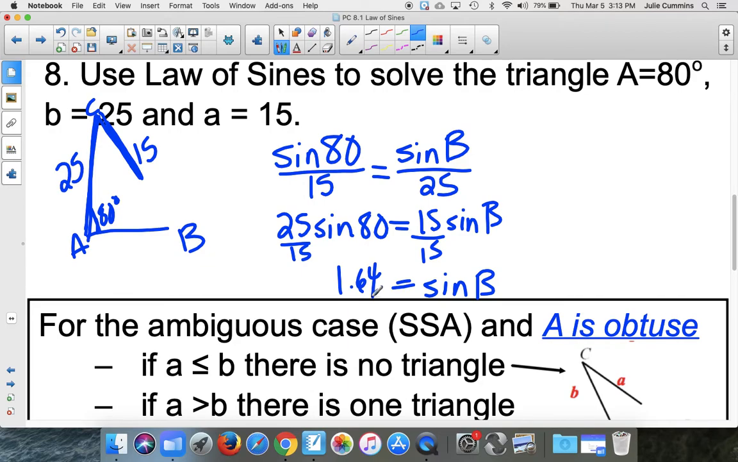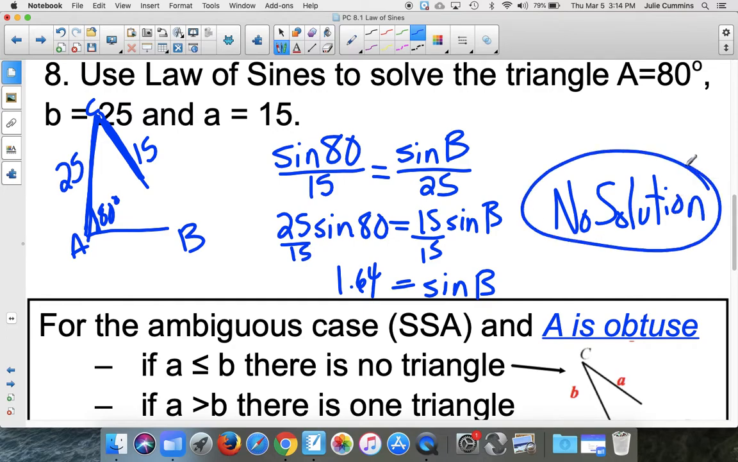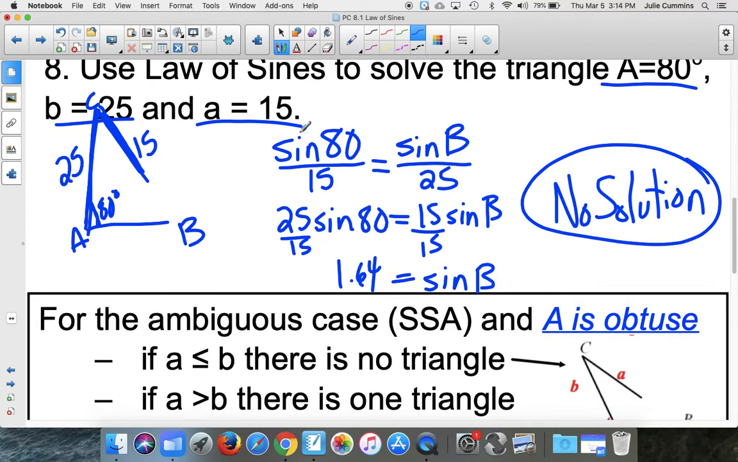And this is because this side is too short. There is no such triangle that can exist like this. So if you get gung-ho on your law of sines, you might end up with something with no solution. Okay, and it happens on this angle, side, side situation. Sometimes angle, side, side works, and sometimes it doesn't. Let's look at that angle, side, side a little bit deeper.